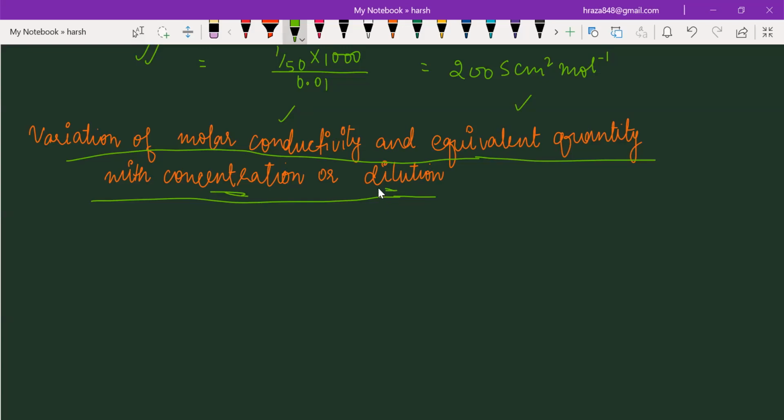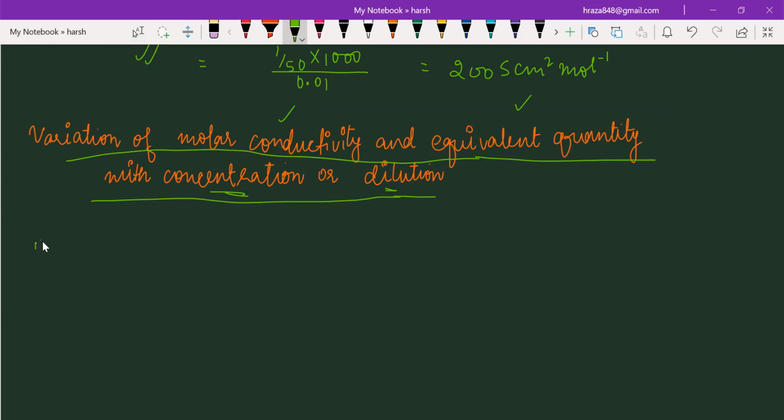In general, we call it addition of solvent, and it is water because generally we use water as the solvent. And what is concentration? If you are going to increase the concentration, that means you are going to increase the number of solute particles.